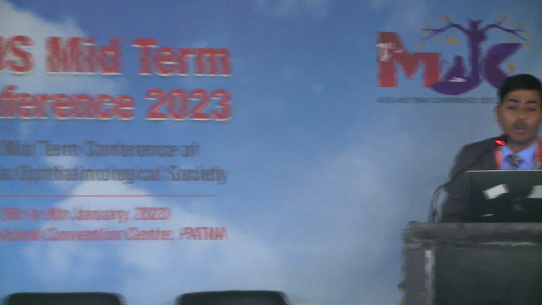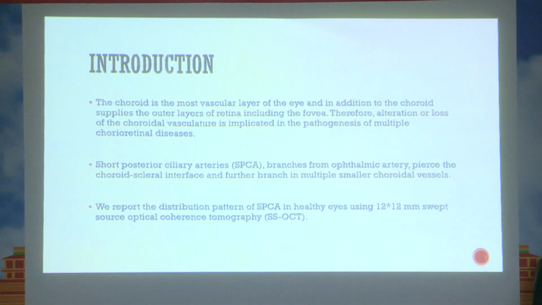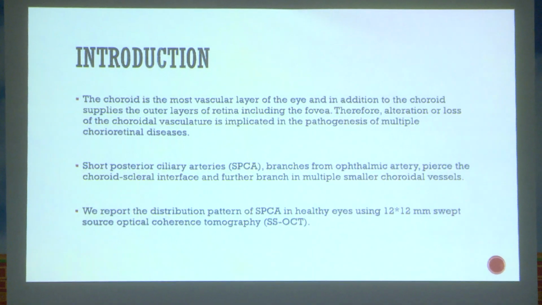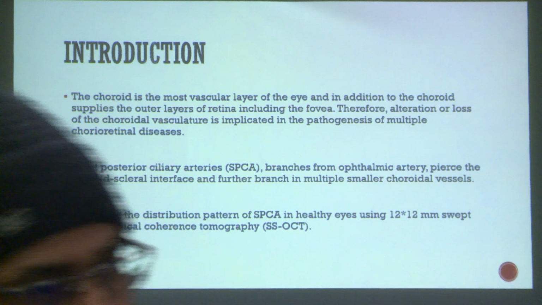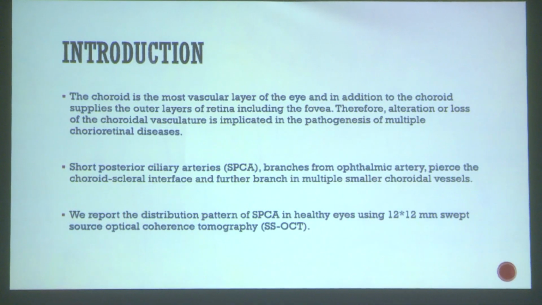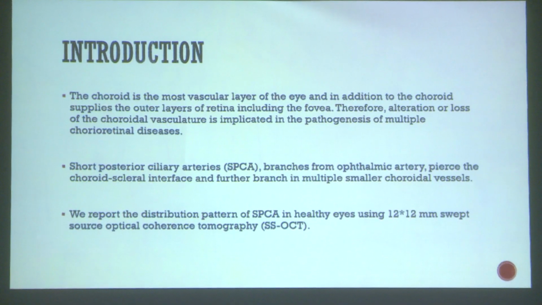I don't have any financial disclosures, and my topic for presentation today is short posterior ciliary arteries distribution in normal eyes. So as we all know, the choroid is the most vascular layer of the eye, and apart from the choroid, it also supplies the outer layers of the retina. So any alteration or loss of the choroidal vasculature is also implicated in the pathogenesis of multiple chorioretinal diseases.